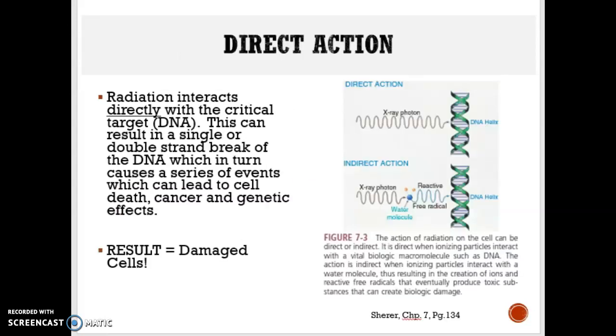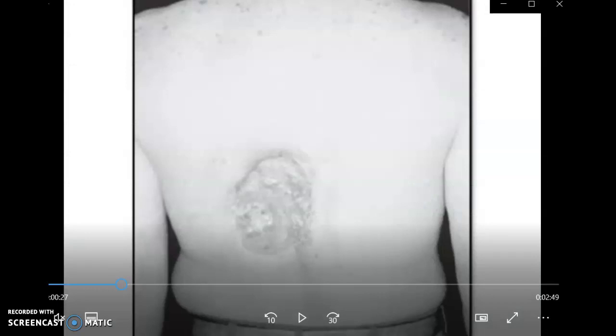So a direct action is usually considered critical because it does damage the cell's DNA, and this can lead to cell death, cancer, and genetic effects. Here lies a Chernobyl victim who received a radiation dose to his entire body, so that would refer to somatic effects of radiation. And this patient received a concentrated or large dose of radiation to a small area during a long fluoroscopic procedure, so this was a deterministic effect.